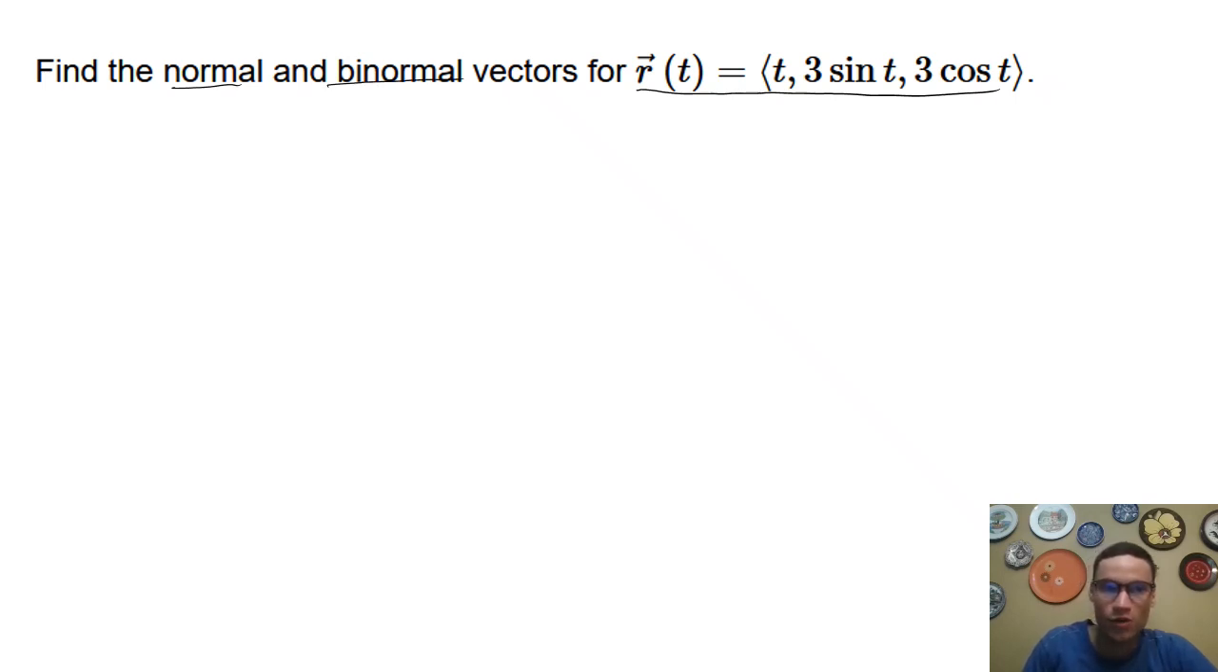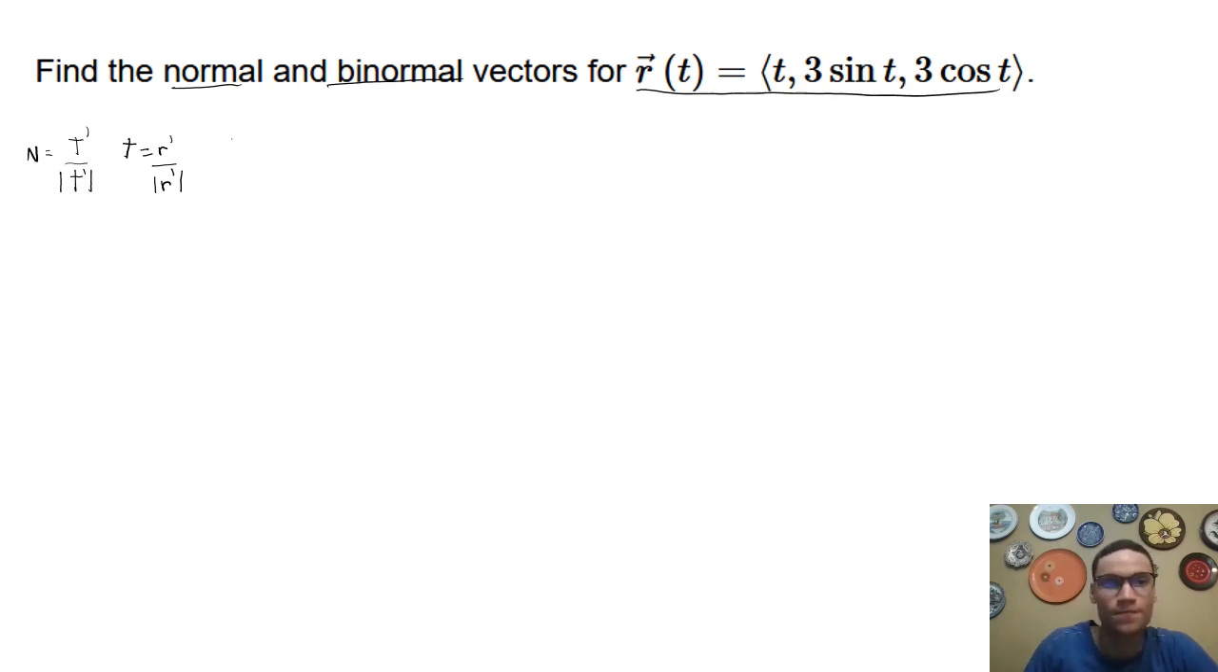We know that the normal vector of a vectorial function is the first derivative of the tangent vector divided by the modulo of the first derivative of the tangent vector. So we need to find the tangent vector. And the tangent vector is equal to the first derivative of the vectorial function divided by the modulo of the first derivative of the vectorial function. So we need to find the first derivative of the vectorial function. So let's do that first.